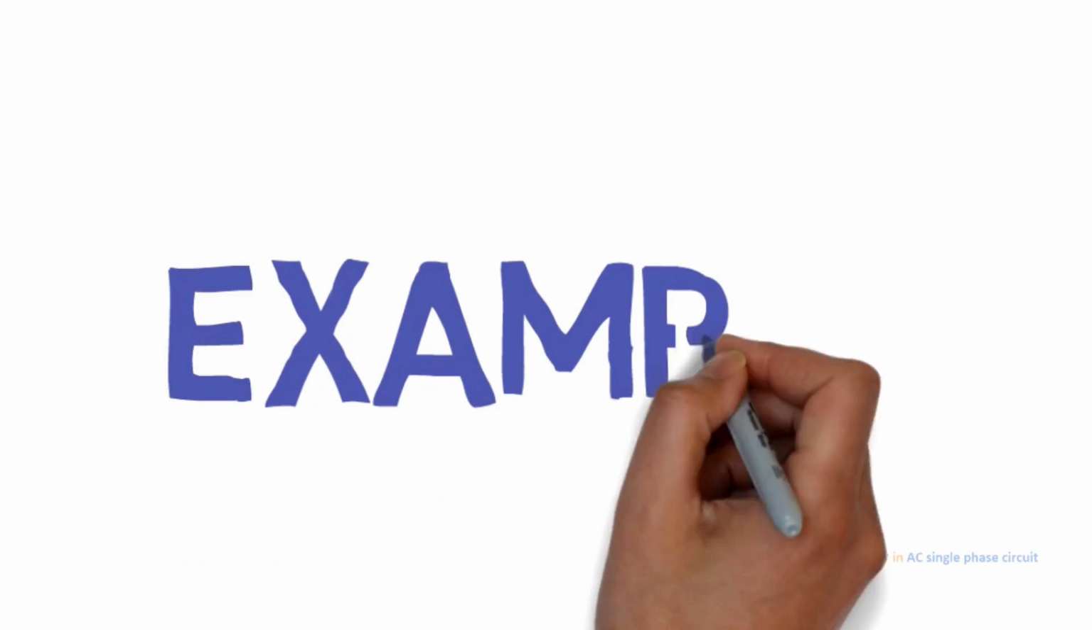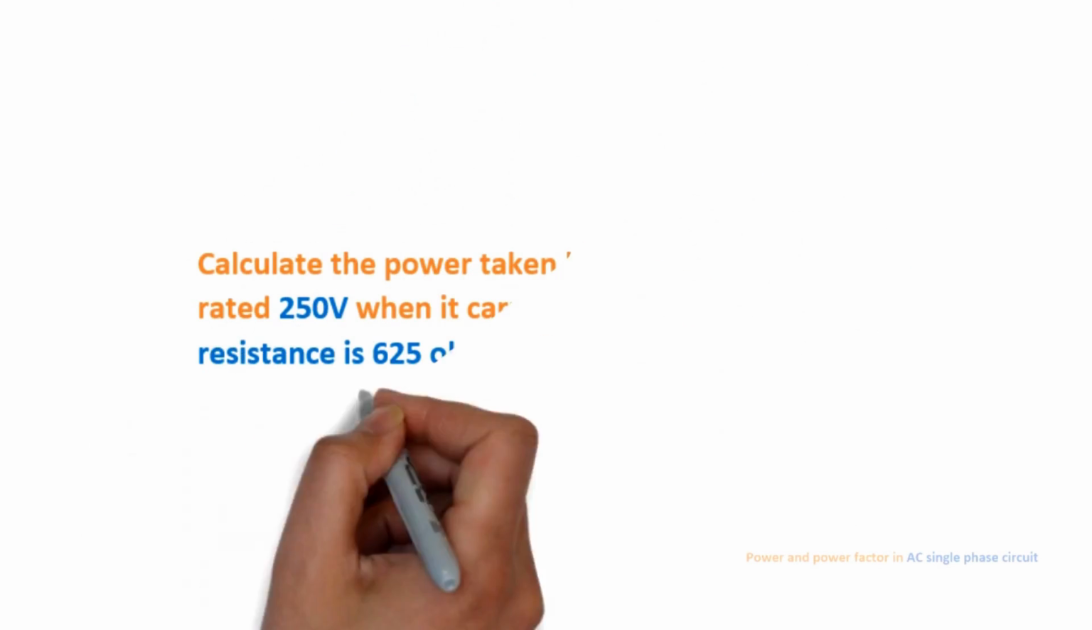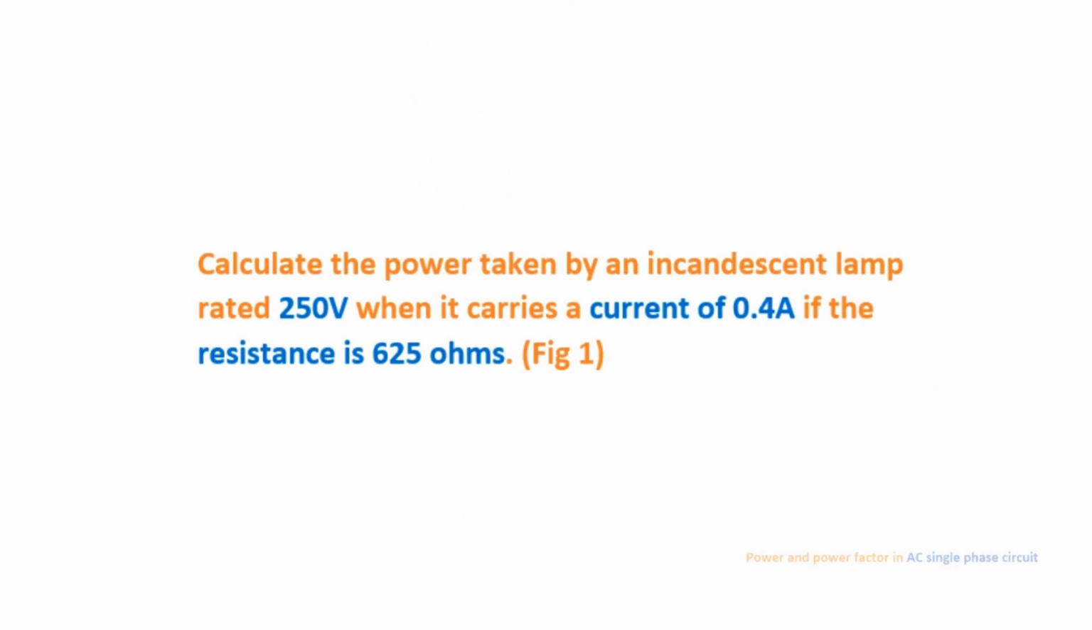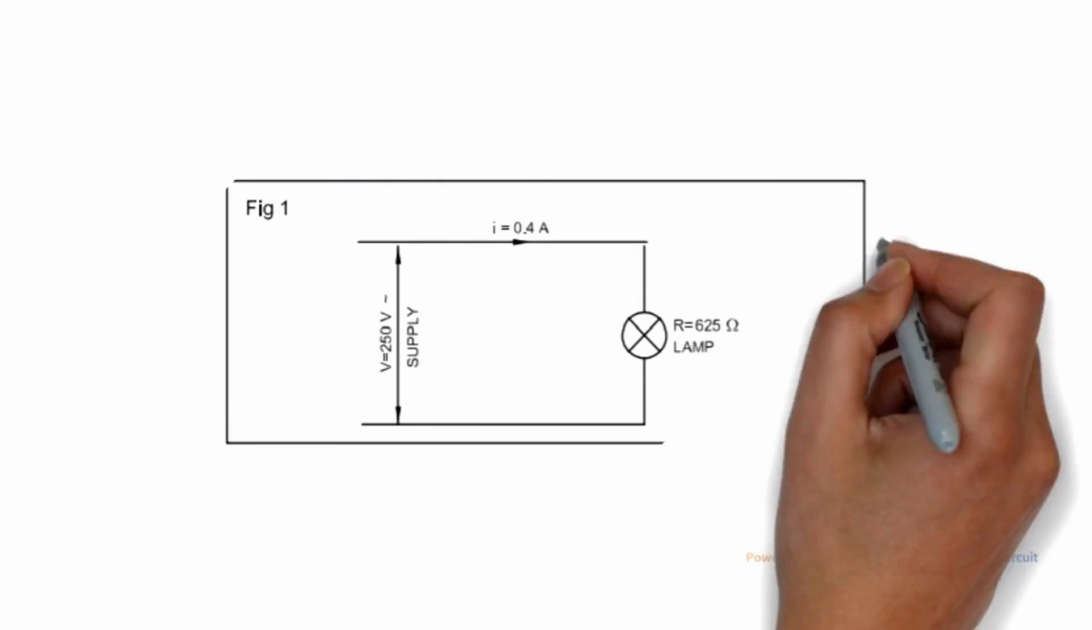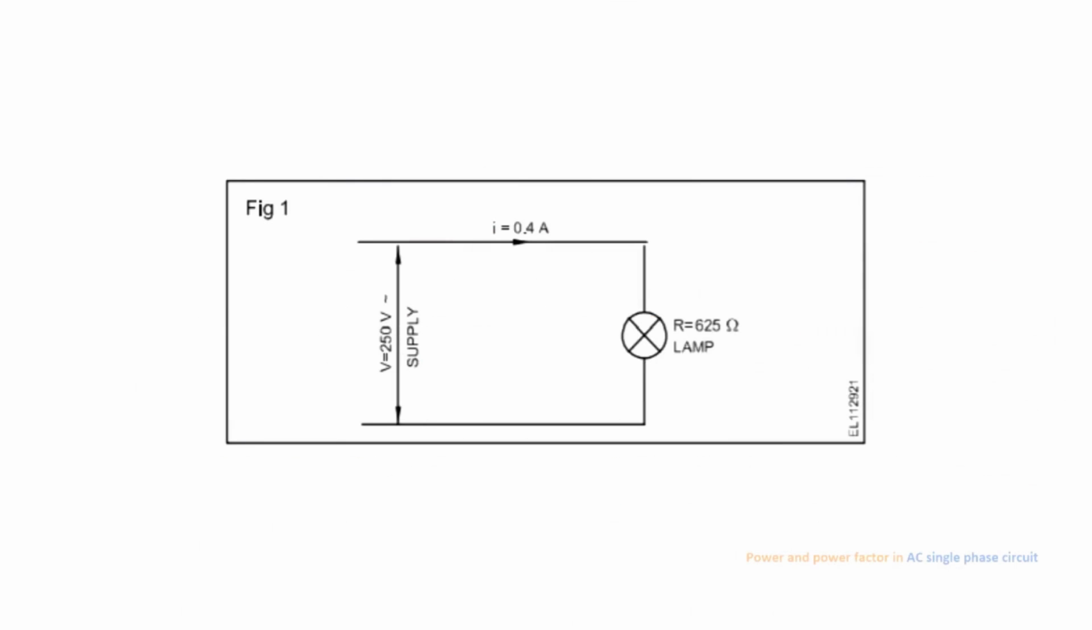The example problem is: calculate the power taken by an incandescent lamp rated 250 volts when it carries a current of 0.4 amperes when the resistance is 625 ohms, as shown in figure 1. Here the circuit diagram has been given. In that we can observe the values of voltage, current and resistance.